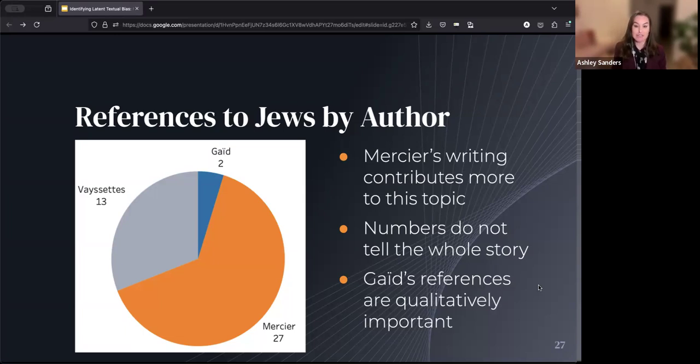But at the same time, I should also highlight that numbers don't tell the whole story. So even though Gaïd only references Jewish people twice in his accounts, both references are in highly negative contexts. He's not necessarily writing about Jewish people in a derogatory way, but the experiences that he's sharing are highly negative.